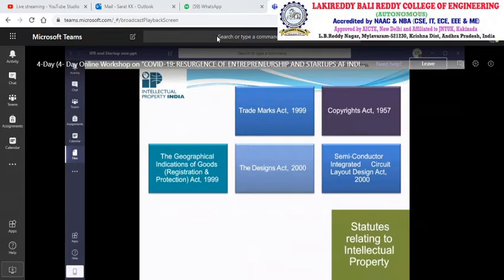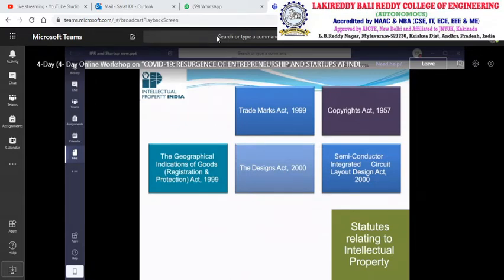Now come to the Geographical Indication. The Geographical Indications of Goods Registration Act comes under 1999. It also protects the particular geographical location, geographical goods or products. Similarly, the Design Act 2000 generally protects the design. Similarly, another Act we also enacted in 2000 is the Semiconductor Integrated Circuit Layout Design Act.